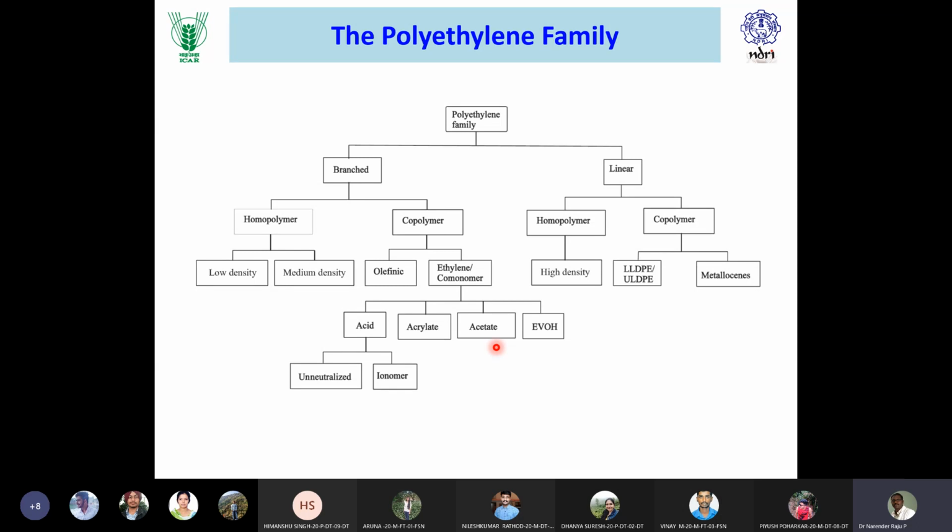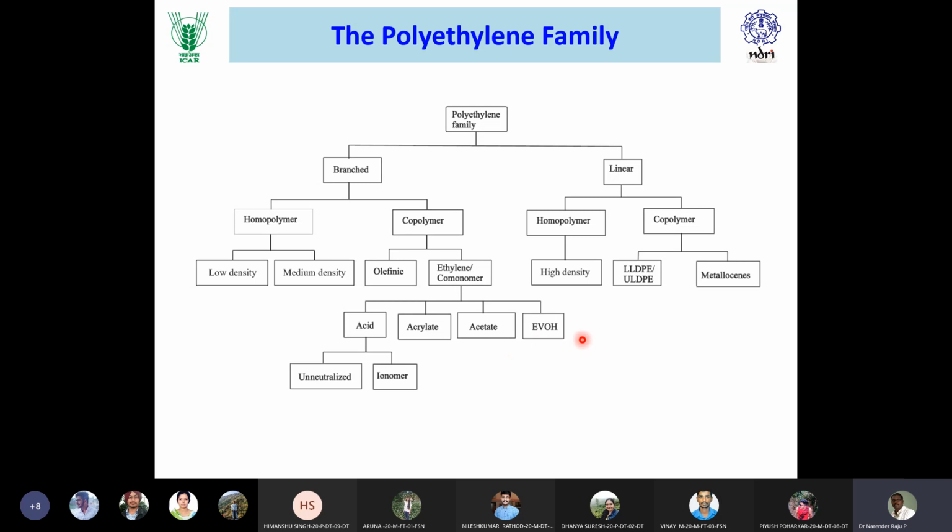In the next few minutes, we'll try to understand what is orientation. So most commonly this EVA is used as an adhesive layer or in the form of an extrusion coating layer in multi-layered materials, right?